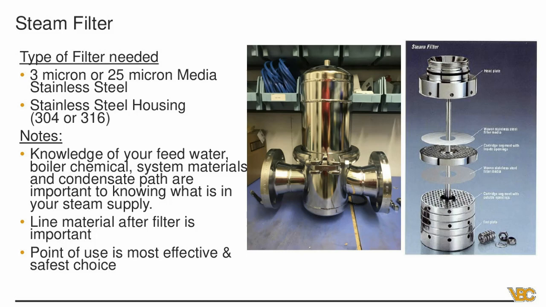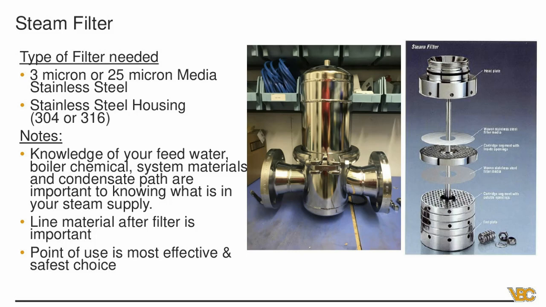The 25 micron is if it's only servicing equipment that's never going to actually see product. So you might have jacketing on a tank or steam that's running some other part of a system. That's a good point to just put in a simple higher micron filter to really catch large scale debris and everything else that you're putting into the jacket. That way you get the highest flow rate and the most effective steam possible as part of it.